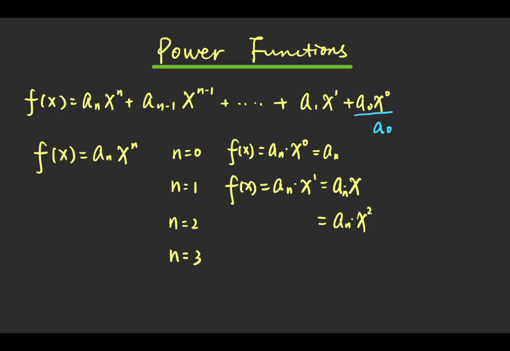N equals 3, it will be an times x raised to 3. N equals 4, n equals 5. The corresponding expression should be like this. Alright? Okay.